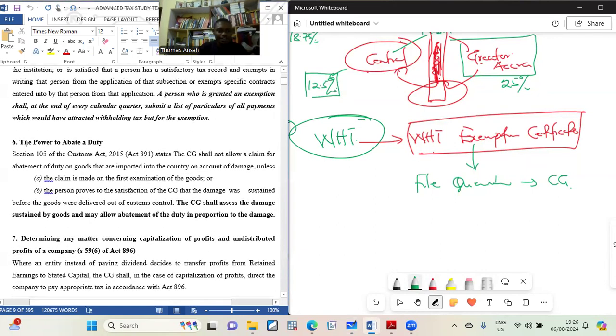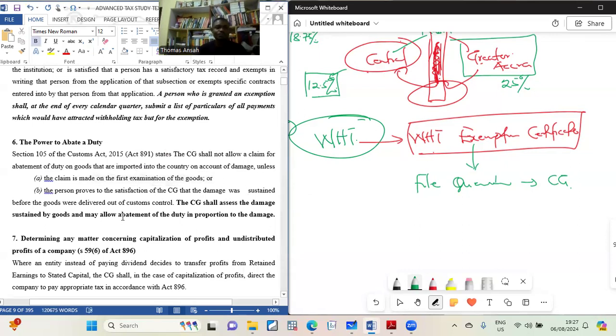Then the sixth power, we are talking about the power to abate a duty. The word abate means that you are reducing something. All right, you are reducing something. So the Customs Act allows for that. The Commissioner General, through the Commissioner at the Customs, can actually abate somebody's duty. But that one is upon first examination. You have to do that. You can't just abate like that. It's on first examination. You have to do the examination of the goods.